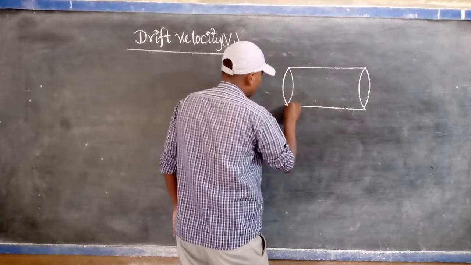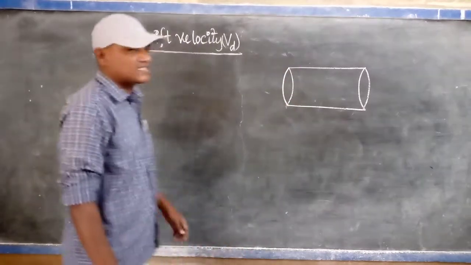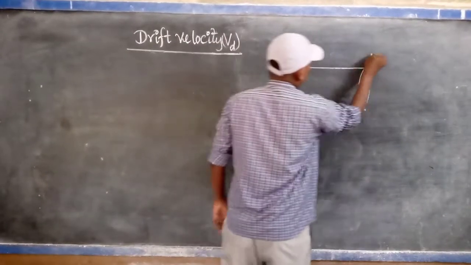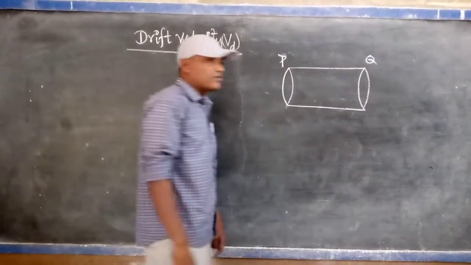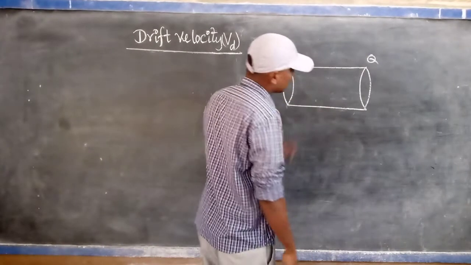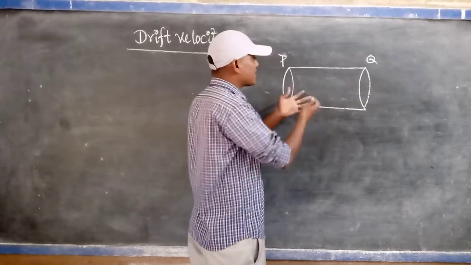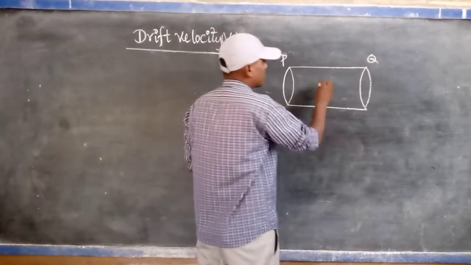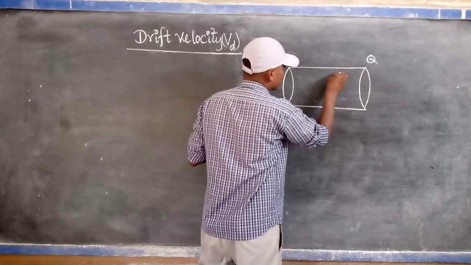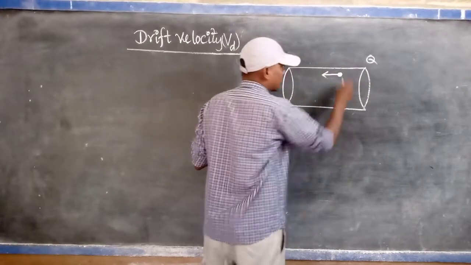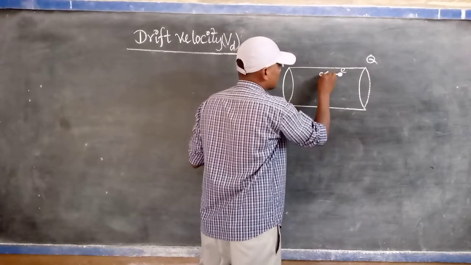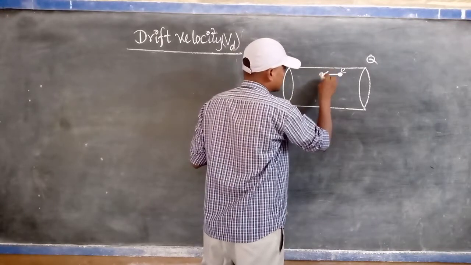Now we discuss the drift velocity concept. Here is a conductor, with P and Q as the two ends of the conductor. In a conductor, we know that free electrons are there. Consider one free electron. It is moving like this. After collision with any other electron, what will happen? We can consider only this one.